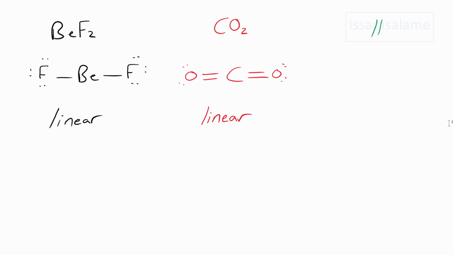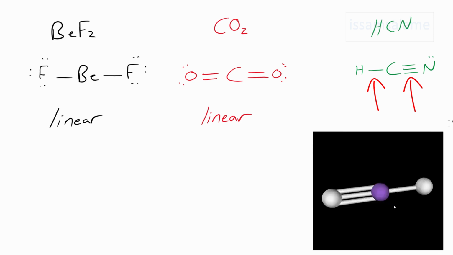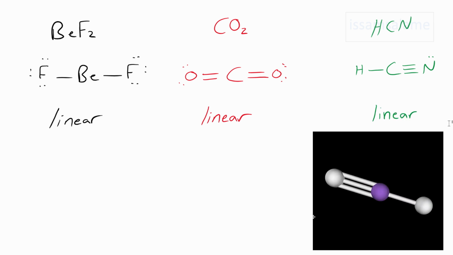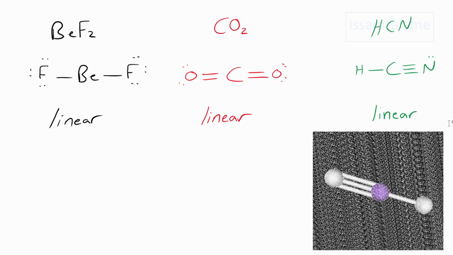A third example on the linear shape, hydrogen cyanide. If we draw the Lewis structure, carbon is going to be at the center with a triple bond from one side and one single covalent bond from the other side. Also here carbon has two things, since the triple bond is going to be considered as one thing, and these two things want to be as far as possible from each other, so the shape is going to be linear.